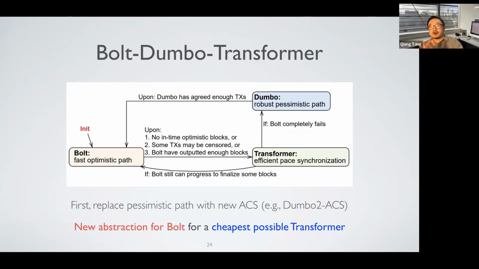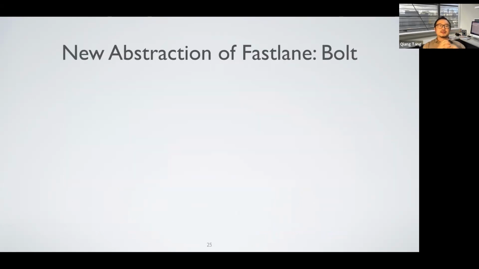If anyone already figured out what the cheapest possible asynchronous pace synchronization is, feel free to type in the chat or just let me know. The answer will be revealed in just a few slides. So first, what's the new abstraction of the fast lane we're going to have? It's called a notarizable weak atomic broadcast.